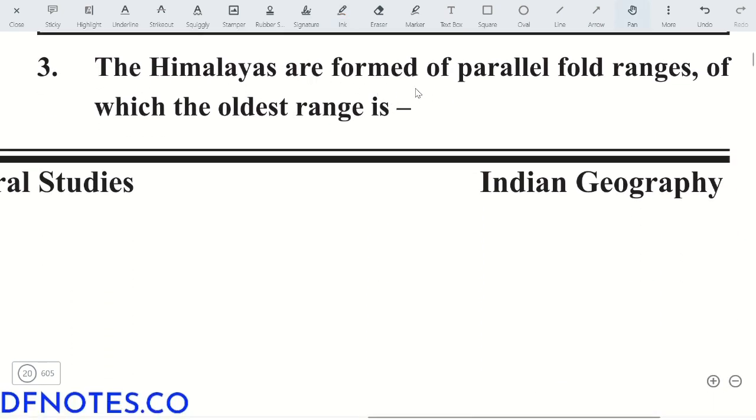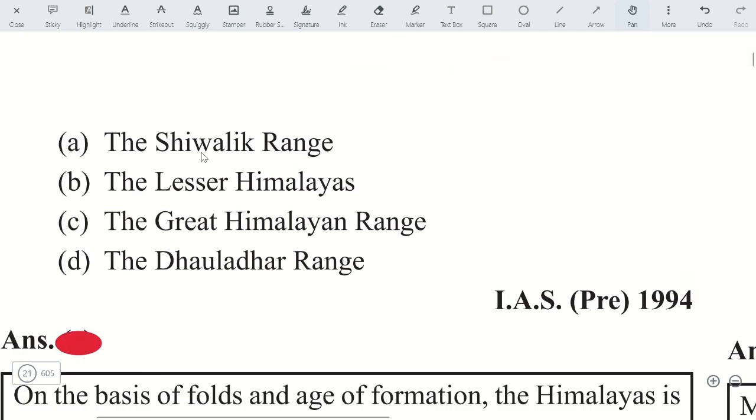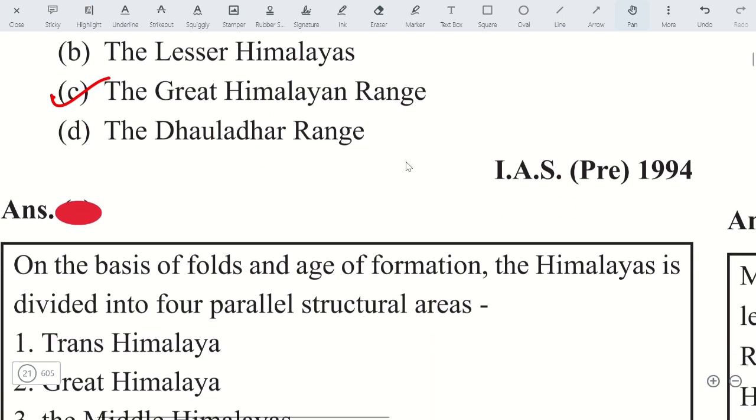The Himalayas are formed of parallel fold ranges, of which the oldest range is? Let's check out the options. The Sivalik range, the Lesser Himalaya, the Greater Himalaya, the Dhauladhar. Actually, it is the Greater Himalaya. Initially, the Greater Himalaya was formed, then the Lesser Himalaya, then the Sivalik range, and Dhauladhar is a part of the Lesser Himalaya.